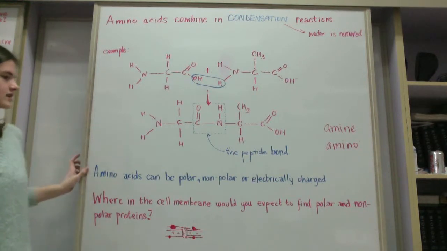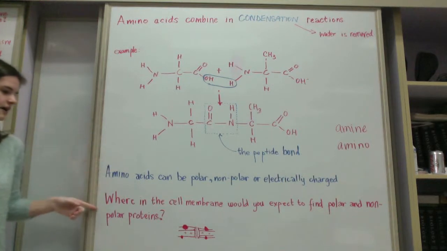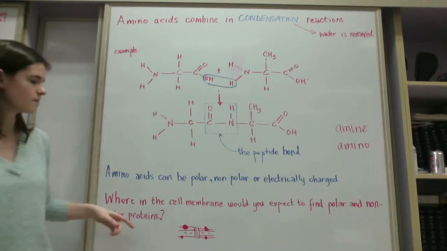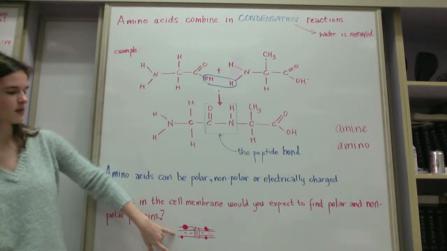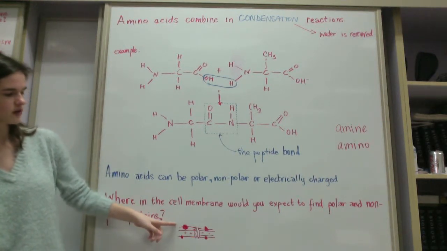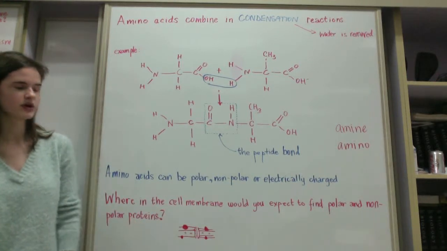Amino acids can be polar, nonpolar, or electrically charged. In the cell membrane, you find nonpolar amino acids within the membrane, and you find polar amino acids on the outside of the membrane and also lining the transmembrane channel.